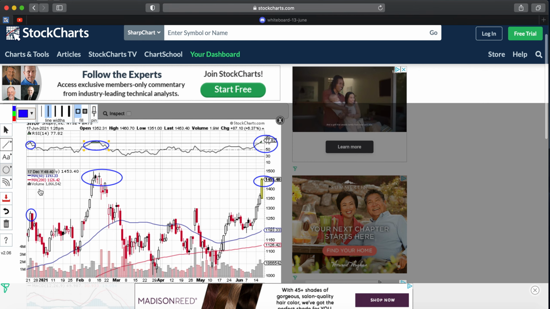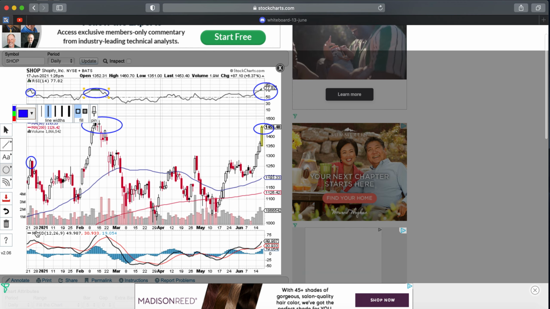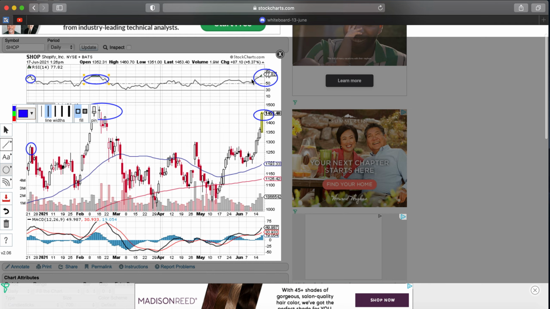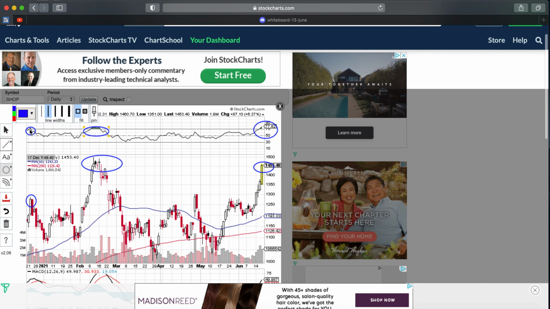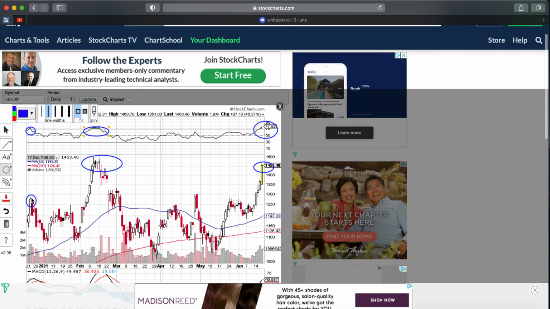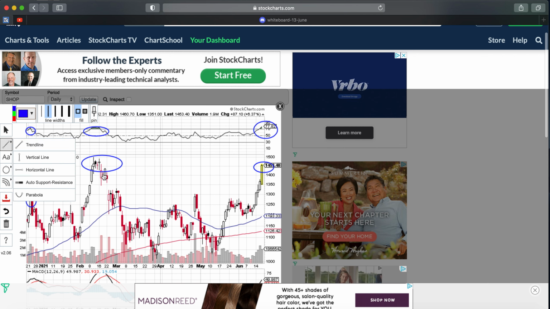All right, let's see. See right here, this first one, the RSI is hot. Look what happens to the price of the stock. It falls. RSI is hot here. What happens to the stock? It falls.